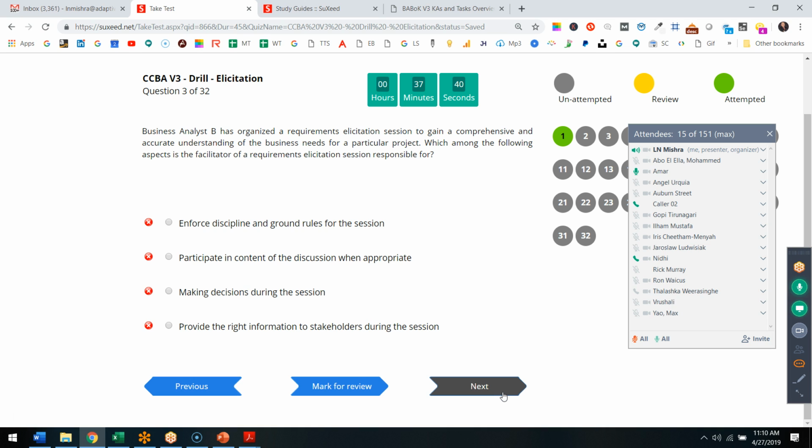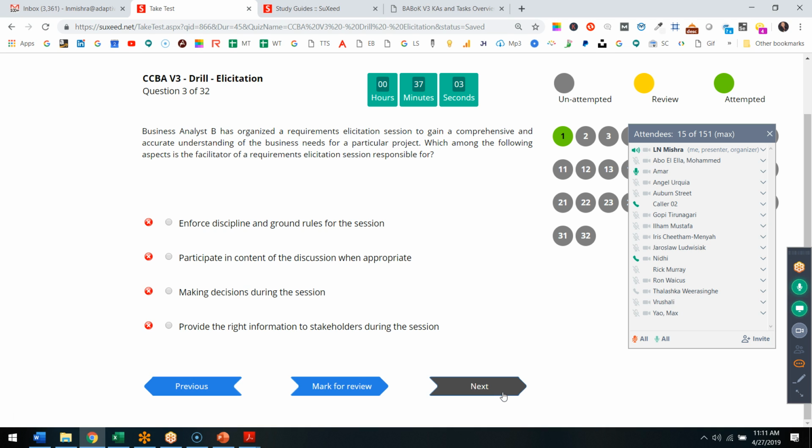What would you go with, Amar? I'm confused between A and D. A and D. Okay. Muhammad? I would say provide the right information to stakeholders during the session. Okay. Max? I go with A. Okay. Enforce this.